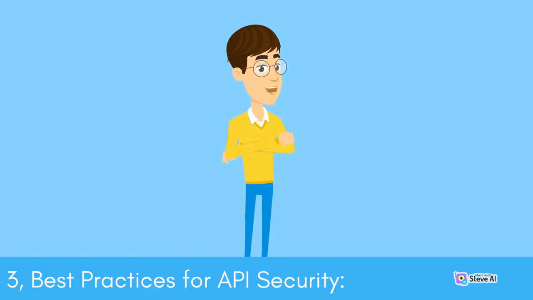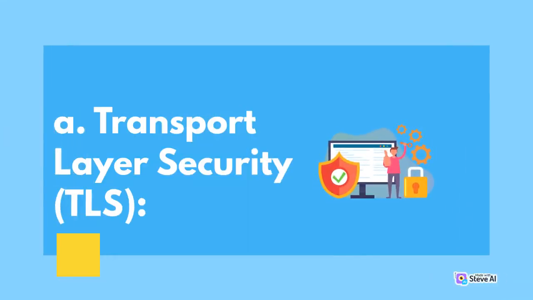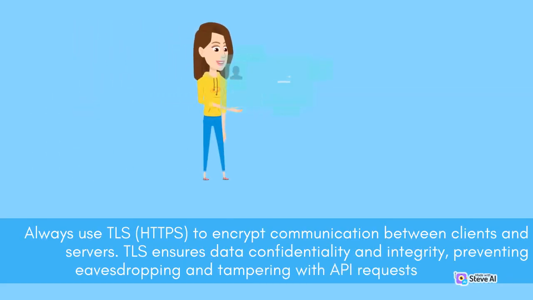3. Best practices for API security. Beyond understanding the authentication and authorization techniques, it is essential to follow best practices to ensure robust API security. Here are some key points to consider. A. Transport Layer Security, TLS. Always use TLS, HTTPS, to encrypt communication between clients and servers. TLS ensures data confidentiality and integrity, preventing eavesdropping and tampering with API requests and responses.